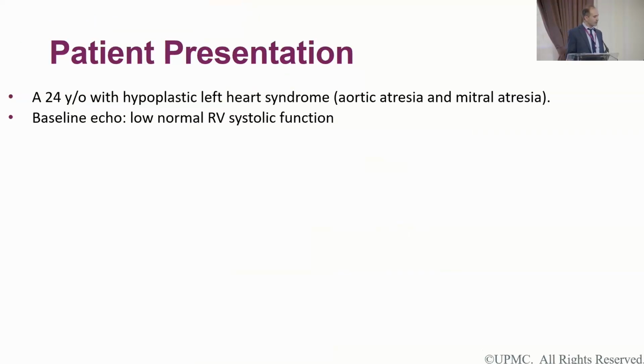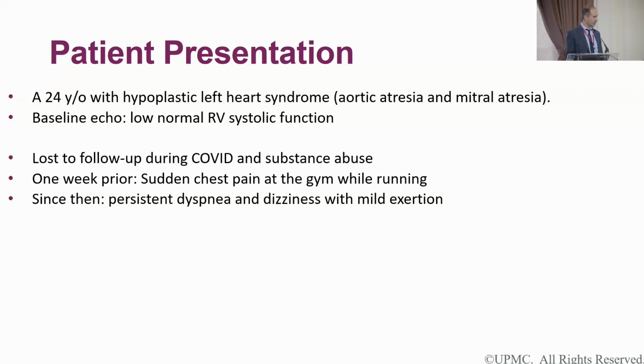To highlight how multimodality imaging can be very helpful in these patients, let's discuss a patient presentation. This is a 24-year-old with hypoplastic left heart syndrome, aortic atresia, and mitral atresia. He had a baseline echo that showed low normal right ventricular systolic function. And then, unfortunately, during COVID, he lost to follow-up and fell into some substance abuse issues.